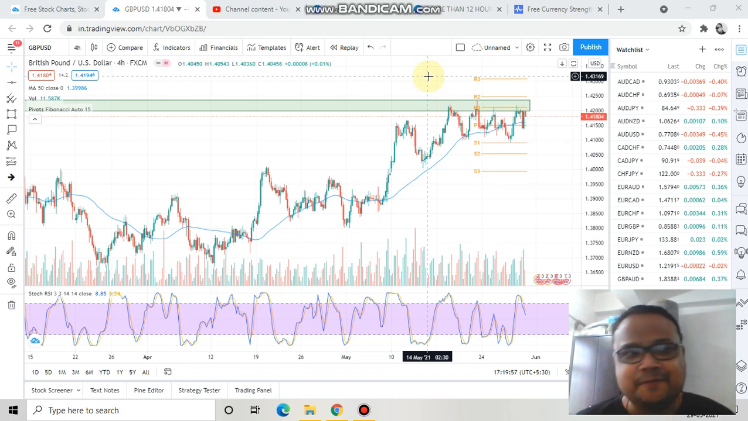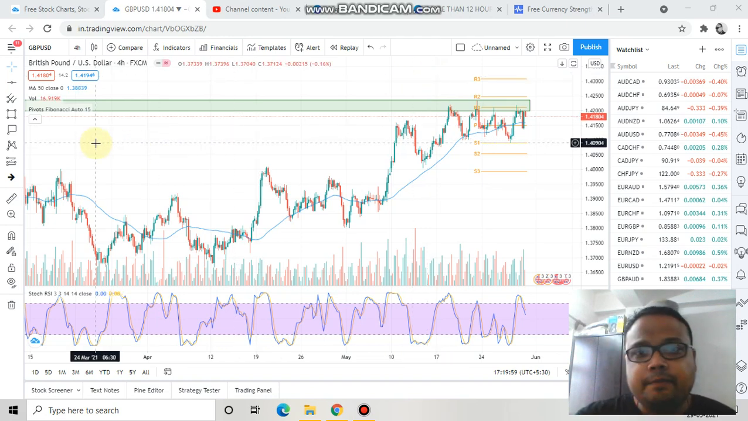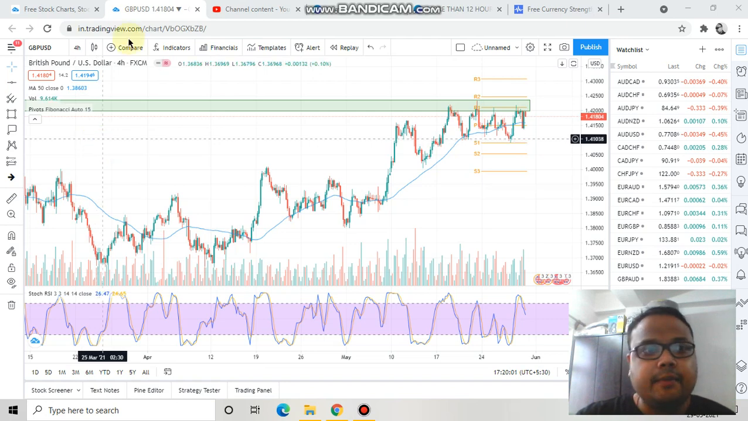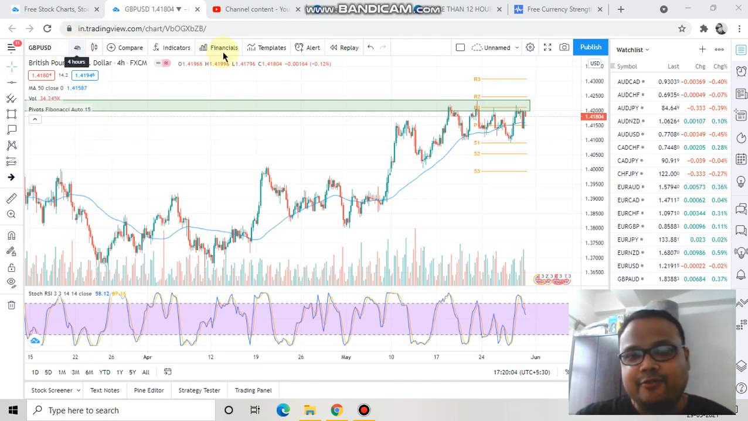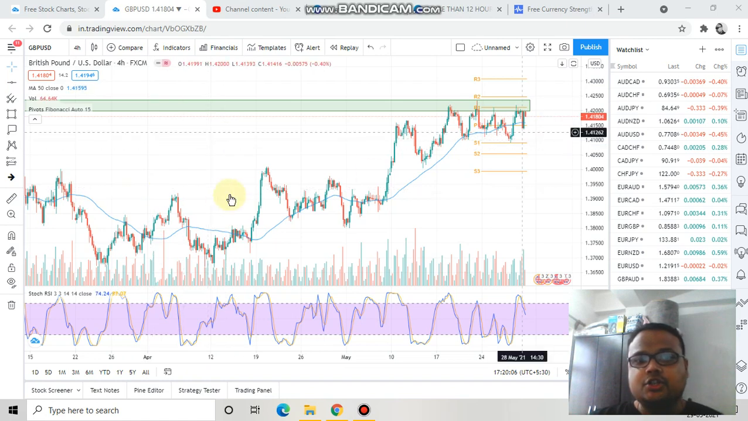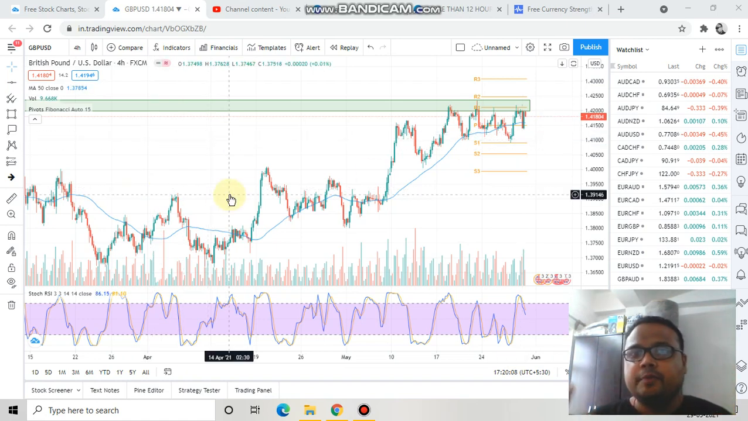So let's get started. This is the chart of GBP USD, and as you can see, I am in the 4 hour time frame, my favorite time frame. If you look at the chart, there is no doubt that GBP USD is in an uptrend, and as we all know, this pair has been in an uptrend for a long period of time.